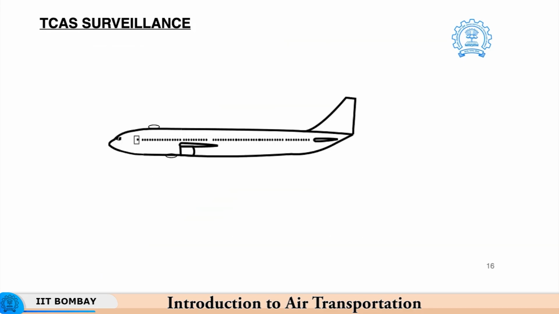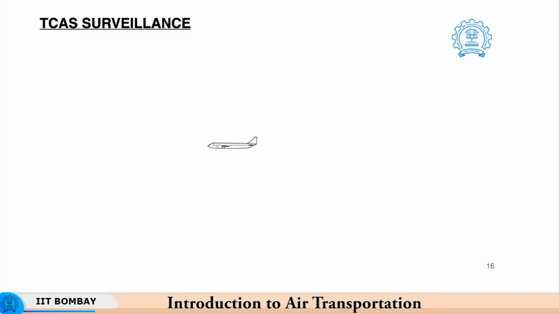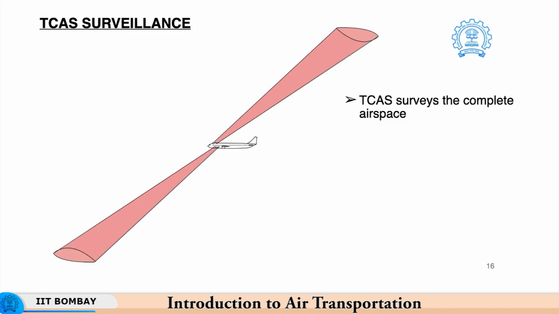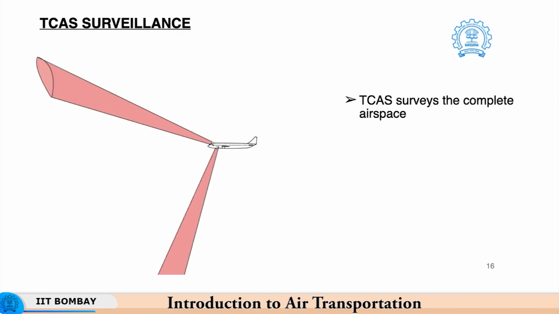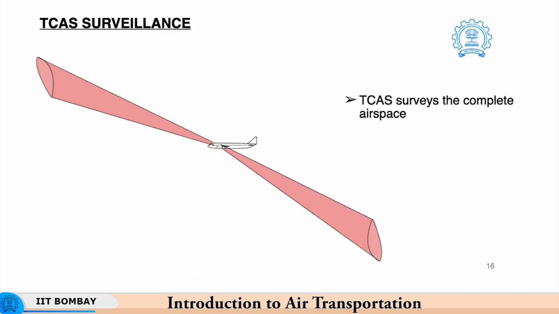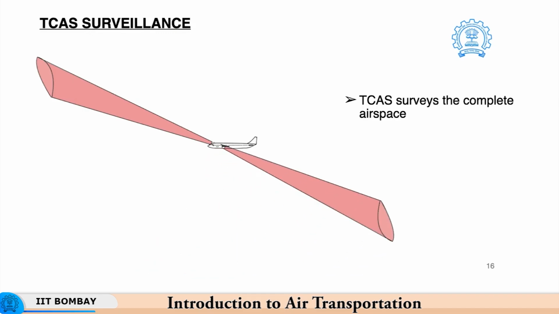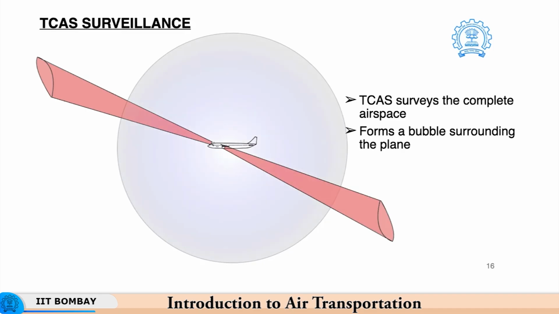After working out the various components, how does it actually work? As I mentioned, there are two transmitters associated with the TCAS system. Through two signals projected from the upper and lower surfaces, they carry out a continuous survey of the complete airspace, that is, the airspace corresponding to the upper region as well as the lower region.